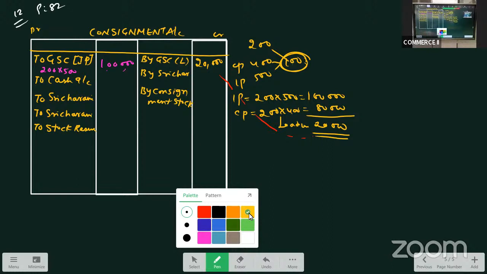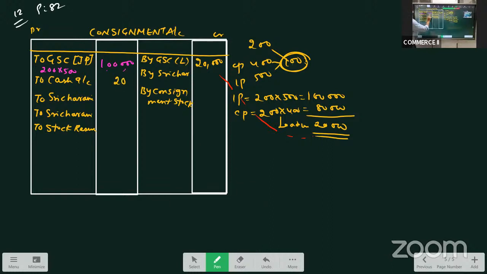Now, what are the expenses incurred by the consignor? The expenses incurred by the consignor, Ragamai, are packing and carriage, just 200 rupees. Sri Charani informed through account sale that 180 cases are sold for 520 each. So what is the total sales made by Sri Charani? Out of 200 cases, 180 cases are sold.